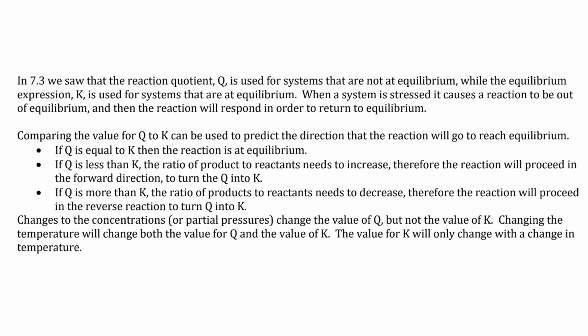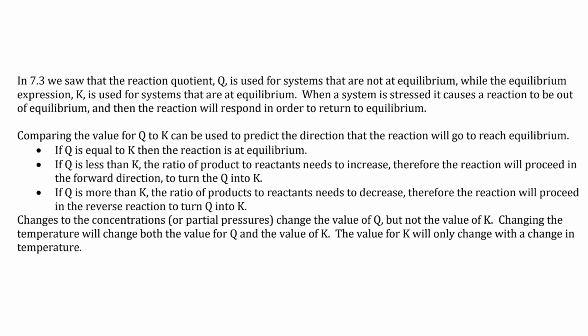In 7.3, we looked at the reaction quotient Q, and it's used for systems that are not at equilibrium. This feels like a long time ago, actually. While the equilibrium expression, capital K, is used for systems that are at equilibrium. So when a system is stressed, it causes a reaction to be out of equilibrium, and then the reaction will have to respond to return back to equilibrium. So for this topic, we are comparing Q and K, and that's something you need to wrap your head around in order to get this topic down.